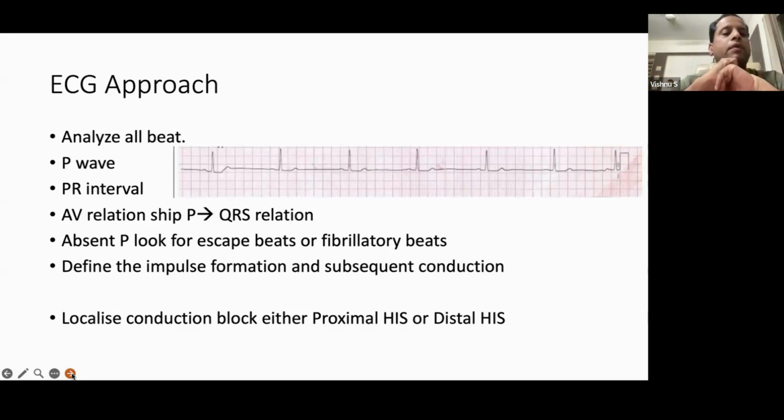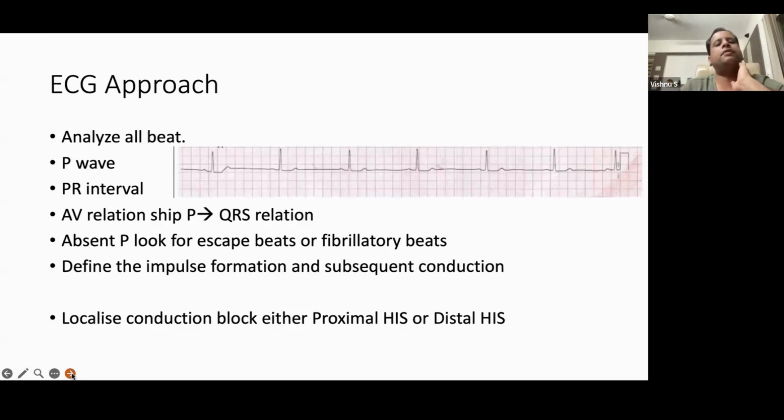When there is no P wave, we should thoroughly look for an escape beat and where the escape beat is coming from. If fibrillatory waves are there, it can be atrial fibrillation. You have to see from where the impulse originates, which way it is going, and how it depolarizes the ventricle and finally repolarizes.